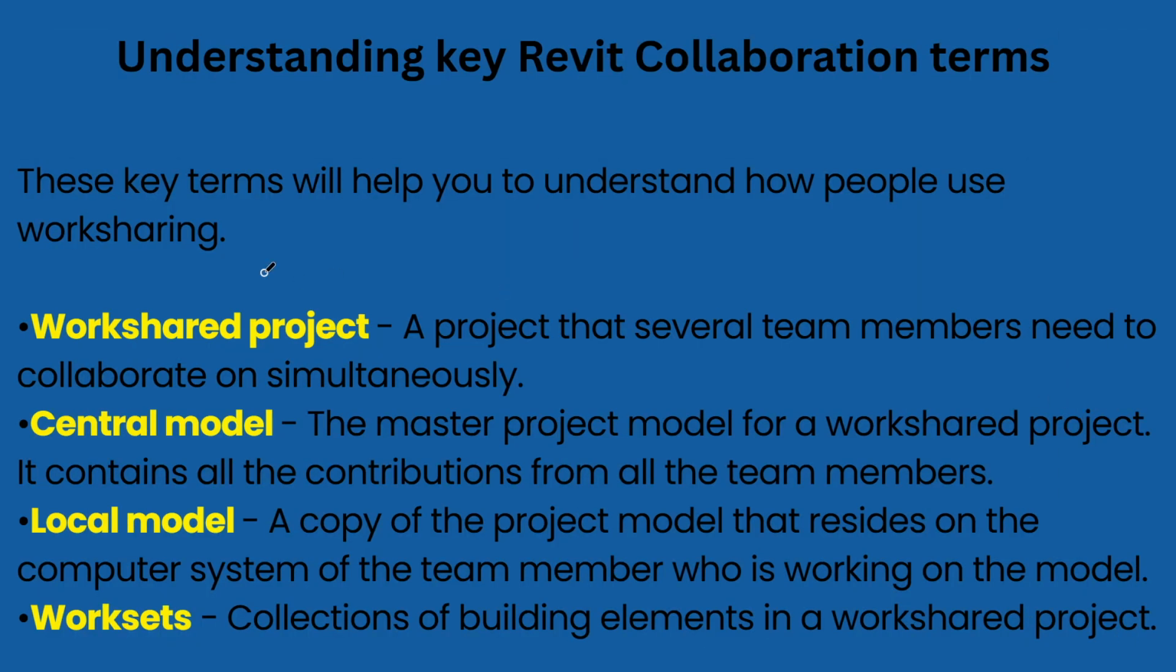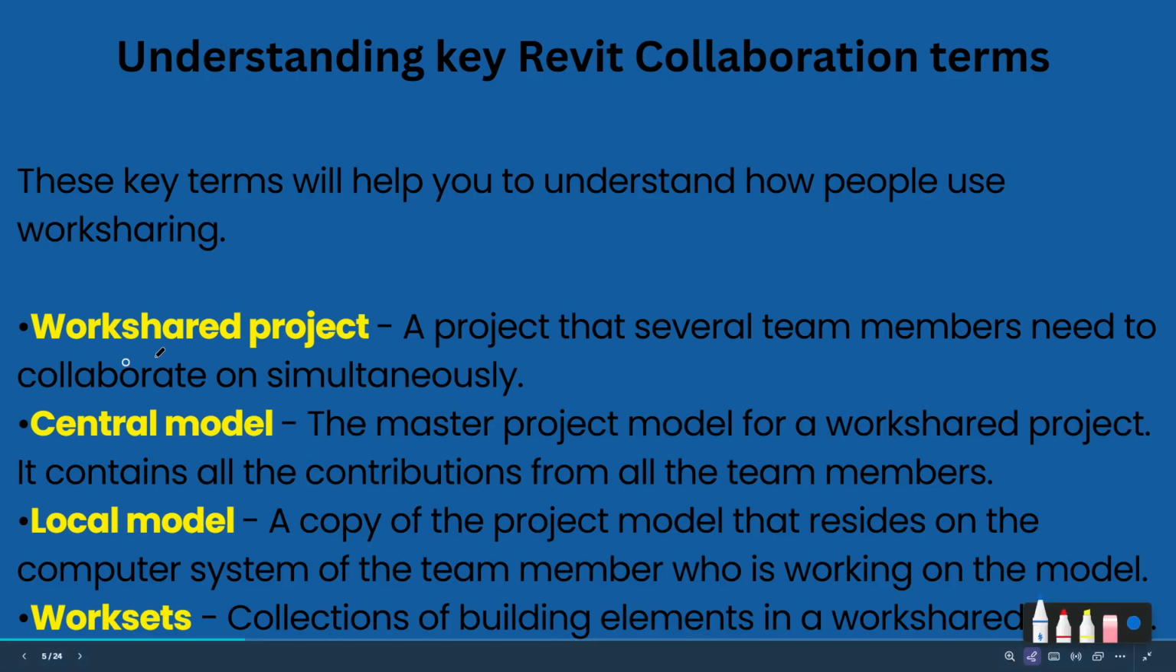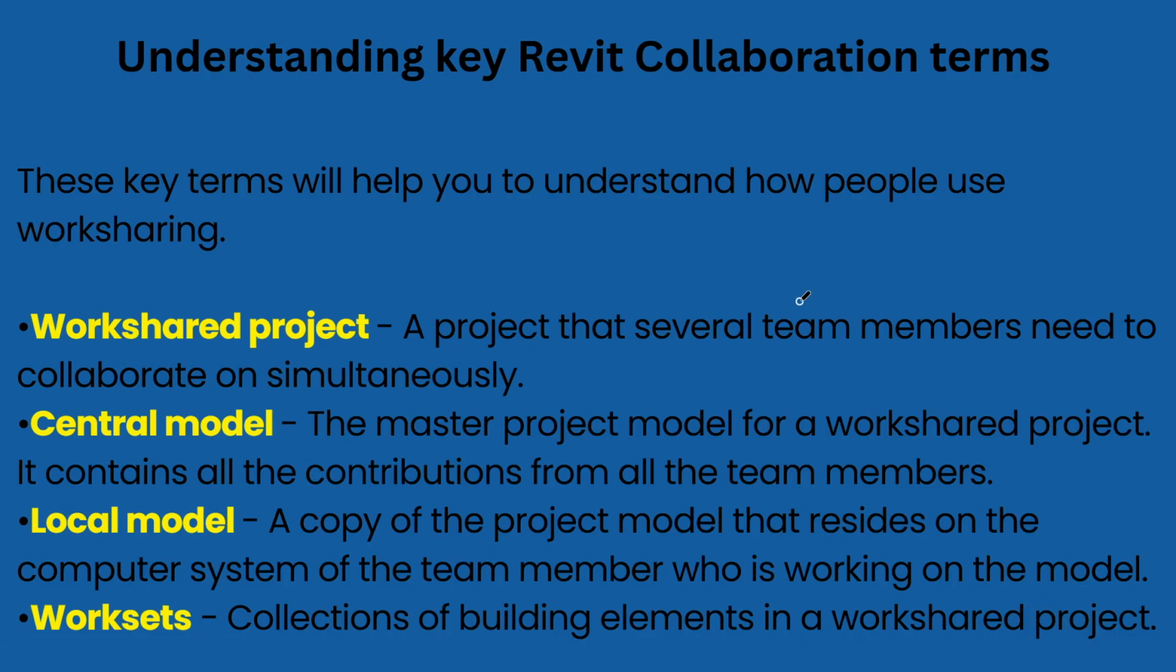So here are some key terms which I just want to share. A work shared project means a project where several team members need to collaborate simultaneously. Obviously, it's a cloud shared project which we generally use. The central model, which we generally call the master project model for a work shared project, contains all the contributions from all the team members. If it's a structural central model, an architectural or mechanical central model, we might have discipline-wise central models.